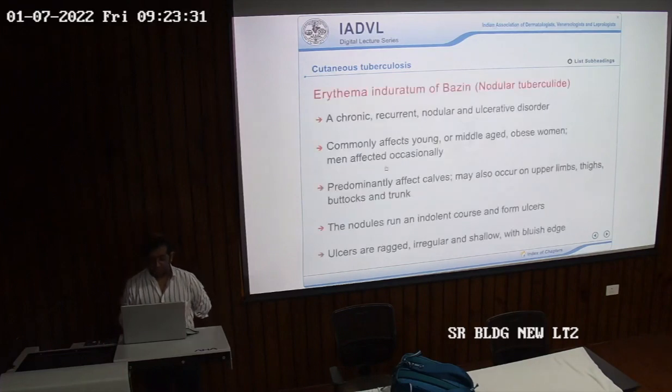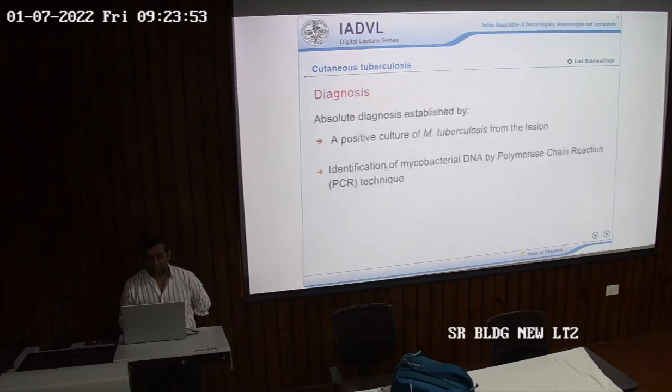Erythema induratum of Bazin, also known as nodular tuberculid, is a chronic recurrent nodular and ulcerative disorder. Commonly affects young or middle-aged obese women. Men are affected occasionally. Predominantly affects the calves, may also occur in the upper thighs, buttocks, and trunk. The nodules run an indolent course and form ulcers. Ulcers are ragged, irregular, and shallow with a bluish edge.